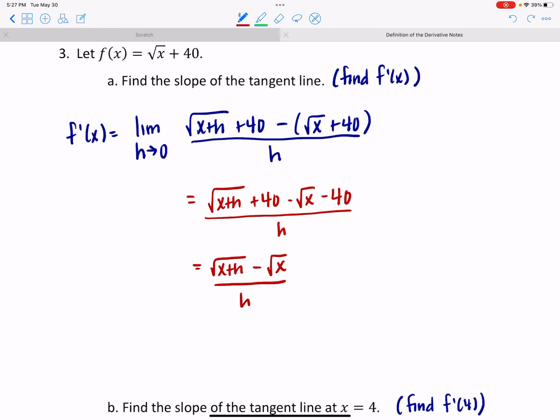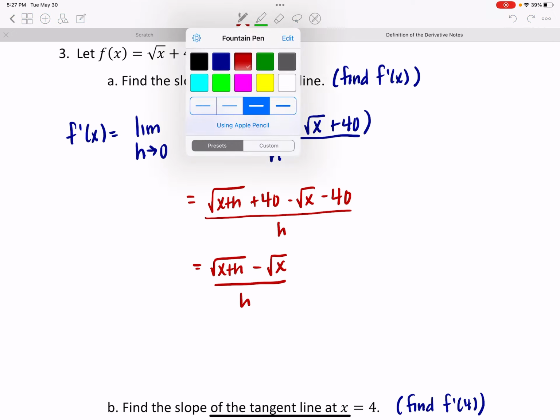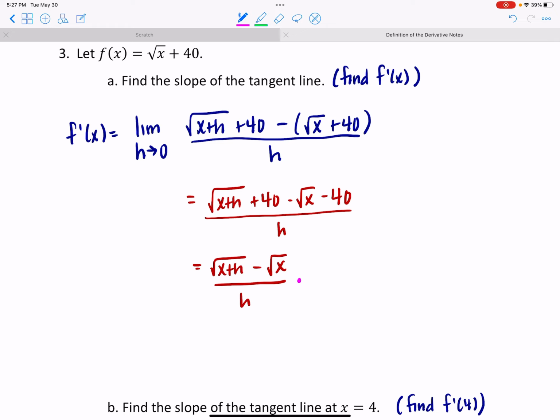As long as I'm multiplying my fraction by 1, I'm not going to change its value. So I'm going to multiply by a form of 1 that will again rationalize the numerator. So I'm going to multiply by the conjugate of this numerator, that is radical x plus h plus radical x. And as long as I do that on the top and the bottom, again I'm multiplying my fraction by 1, so I'm not changing its value. And so what happens? Let's see.